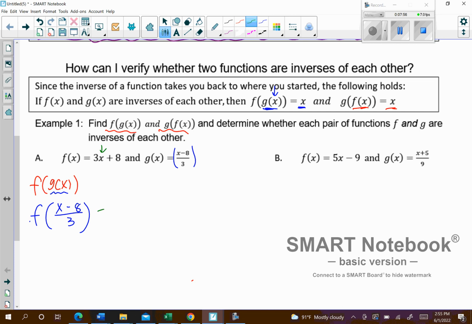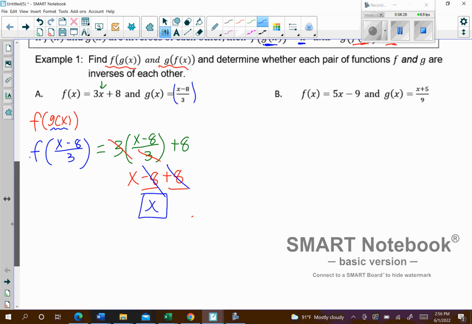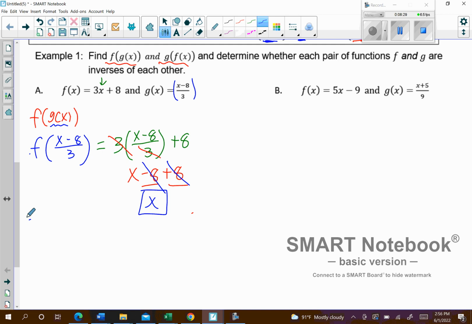Okay, so we're going to get 3 times x minus 8 divided by 3, and then we have a plus 8 on the back. As I do my algebra, the 3's will cancel. I'm left with x minus 8 plus 8, and then the minus 8 and plus 8 cancel each other out, and I'm left with x. Okay, everything looks good, but like I said, we have to be careful, and we have to check it going the other way now.